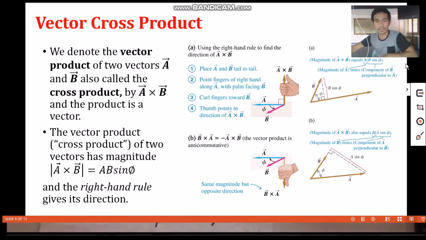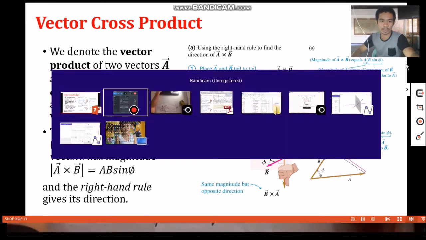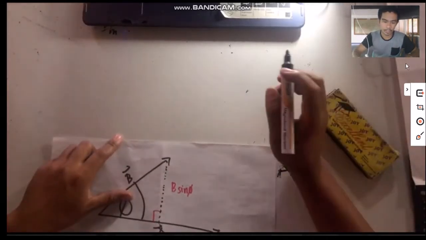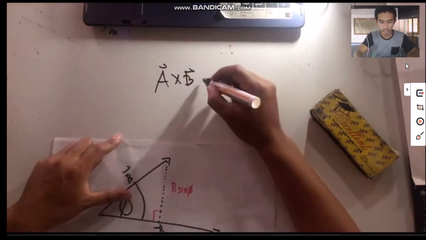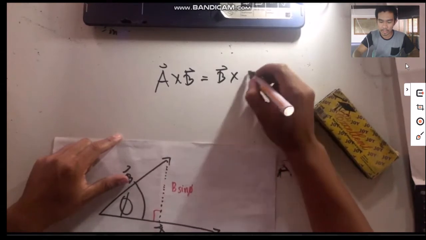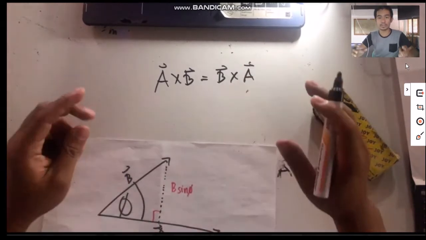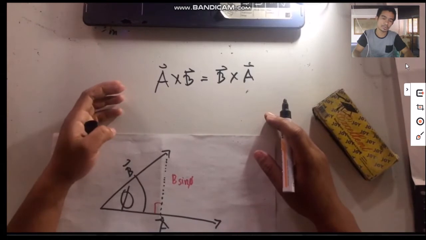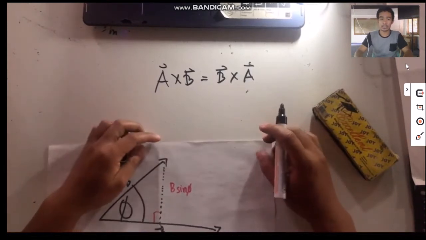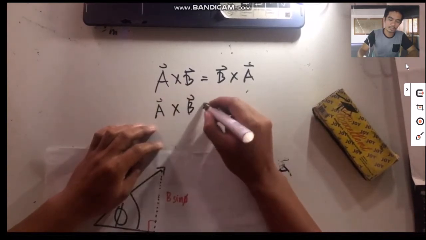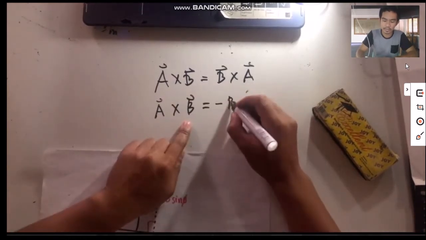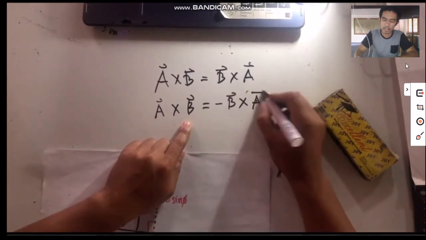The vector cross product is anti-commutative. With a commutative property, vector A cross vector B would be equal to vector B cross vector A. But the cross product of two vectors is anti-commutative. So it means vector A cross vector B must be equal to the negative of vector B cross vector A.